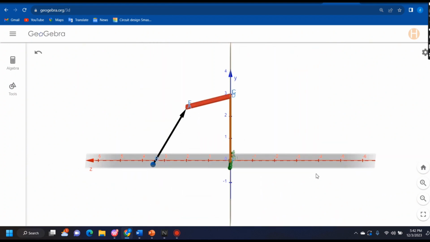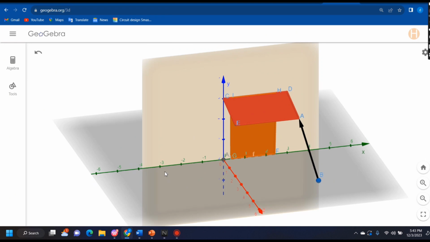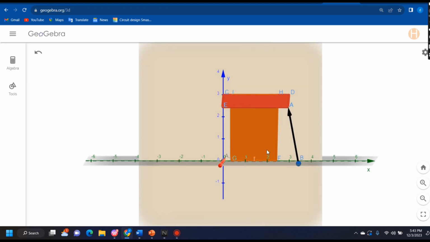As we can see in here, the arrow is going in the opposite direction of the Z axis, so our value for the Z axis later on should be negative. As we can see on this side also, the force is going in the opposite direction of the X axis, so our value for the X axis should be negative.